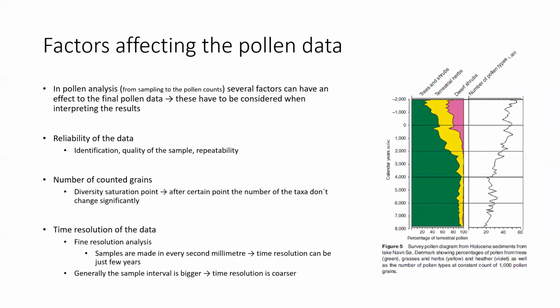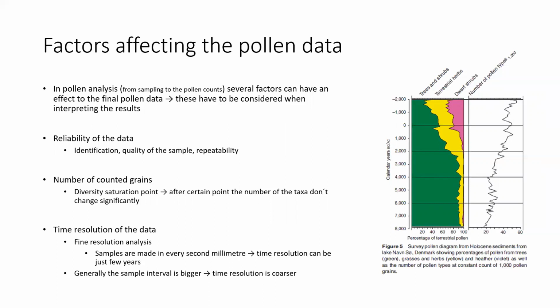Then also the number of counted grains can cause bias. The more that you count, the more different taxa you can find, up to a certain point. So this amount of counted grains needs to be taken into account, especially, for example, if you are interpreting the diversity from the pollen diagrams.